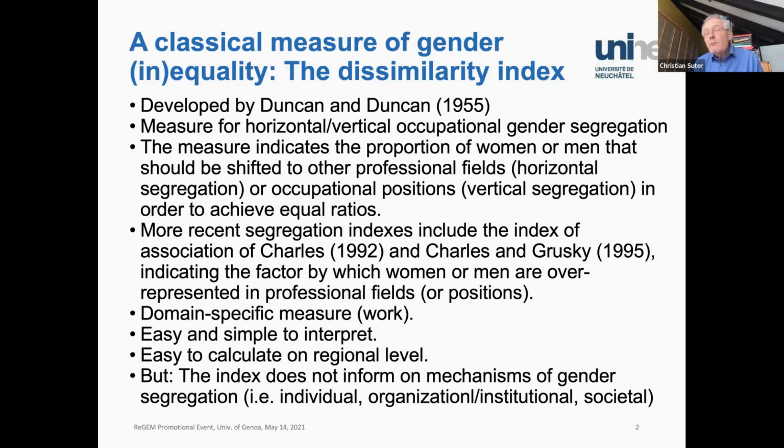There are, of course, also more recent developments. There are always methodological problems with measures, and also the Duncan and Duncan measure has some problems, but there is a refinement. In particular, I would like to mention the index of association, which was developed in the 90s and which is addressing some problems. So the nice element of this Duncan and Duncan index is that it is easy and simple to interpret, easy to understand, which is an important quality, I think, of measures.